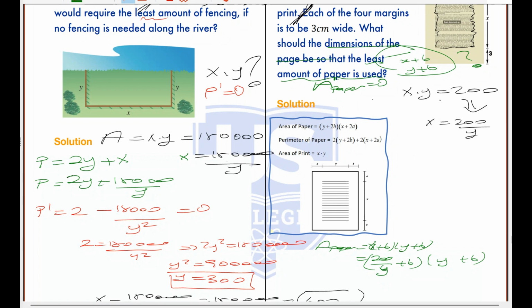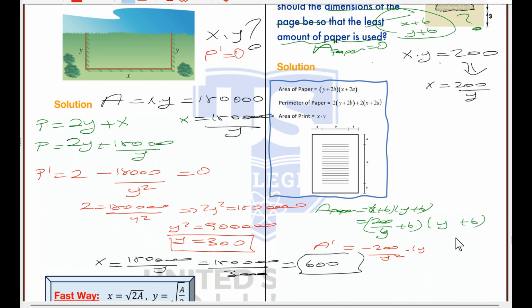Now I'm going to take the derivative of this area. So let's take the derivative. Area prime will be equal to the derivative of 200 over y, which is negative 200 over y squared. Derivative of first times second, or let me simplify the equation first and take the derivative. Maybe in this way it's easier.